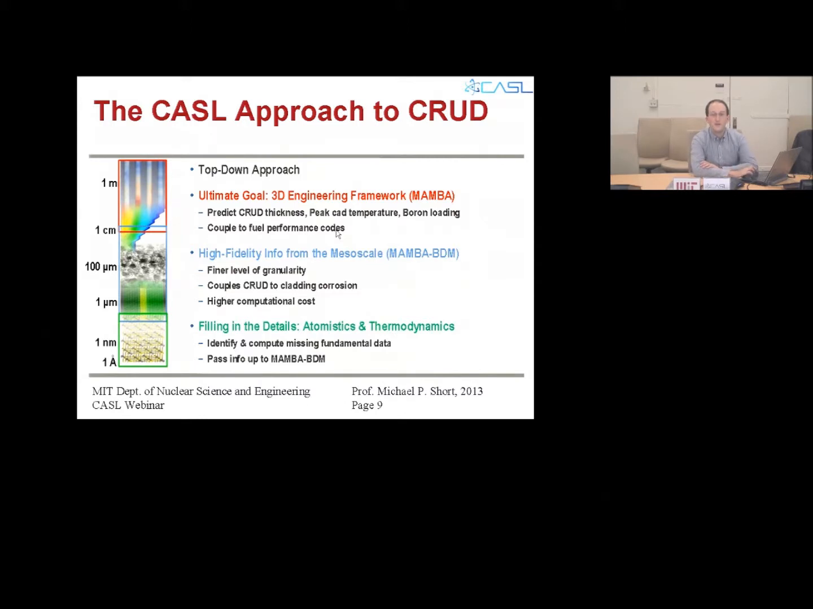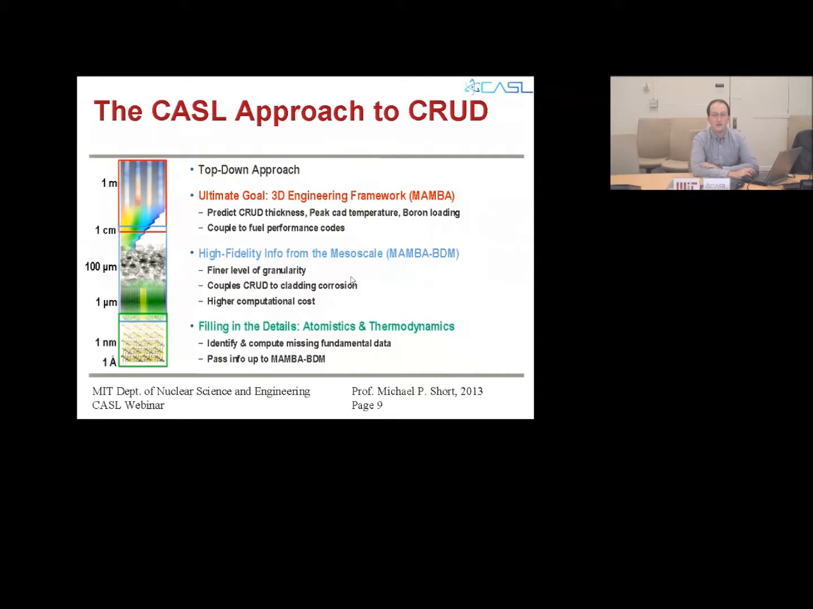Now, this MAMBA framework gets information at a much higher fidelity, but at a smaller length scale, from the MAMBA-BDM code. Now, the MAMBA-BDM code works over here on the length scale of 1 to 100 microns. You wouldn't want to run this sort of simulation on a full core, where the fuel rods are 4 meters long, and there's a whole lot of them. So what MAMBA does is look at what's called regions of interest, places where it would think the boron loading is the highest, or the peak clad temperature is the hottest, and says, hey, MAMBA-BDM, what's going on at the microscale here, in the mesoscale?